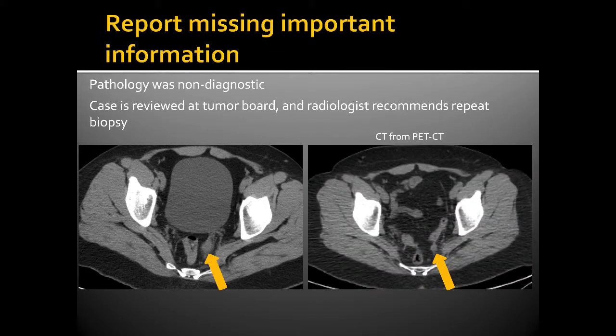Pathology was non-diagnostic. This case was reviewed at tumor board, and the radiologist recommended repeat biopsy because it had been concerning. He hadn't realized that this nodule had gotten smaller over the following PET CT and procedure CT. When he went to talk to the interventional radiologist about repeating the CT, that's when they mentioned that this nodule had gotten significantly smaller, and that's why they didn't expect to get cancer out of the biopsy. Given this new information, a repeat biopsy was not performed. It's important that reports don't miss important information that can impact the diagnosis.